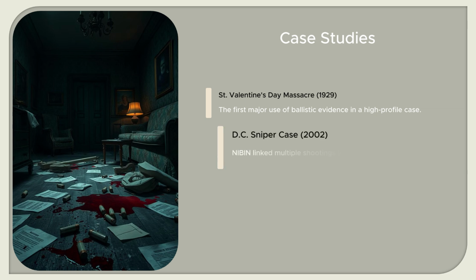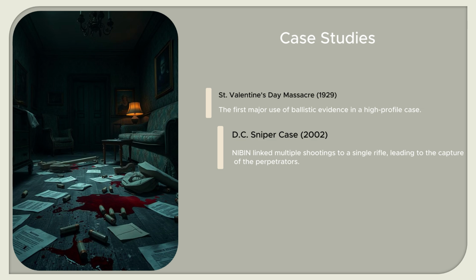Second famous case is known as the DC Sniper Case, 2002. NIBIN linked multiple shootings to a single rifle, leading to the capture of the perpetrators. The 2002 DC sniper attacks, carried out by John Allen Muhammad and Lee Boyd Malvo, terrorized the Washington, D.C. area with 10 deaths and 3 injuries.